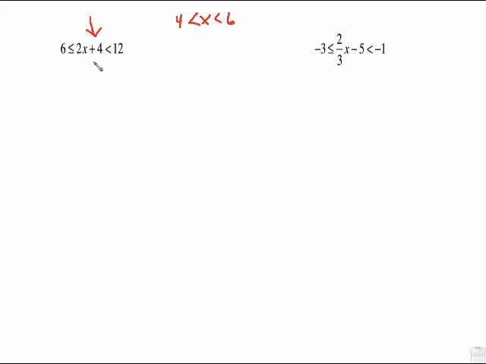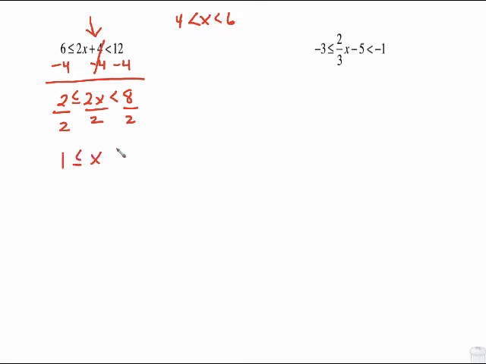So I want to subtract 4, not just from both sides, but from all 3 parts. So 6 minus 4 is 2. The 4's cancel, I get 2x. 12 minus 4 is 8. Keeping an eye on the middle, I want to get the x alone, so divide by 2, divide that by 2, divide that by 2. So 2 divided by 2 is 1, less than or equal to x, less than 4.